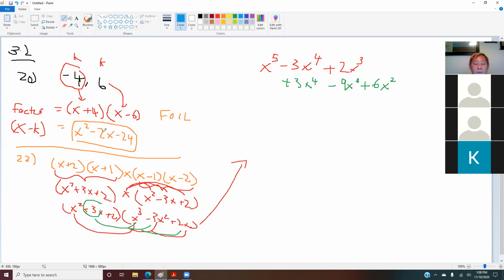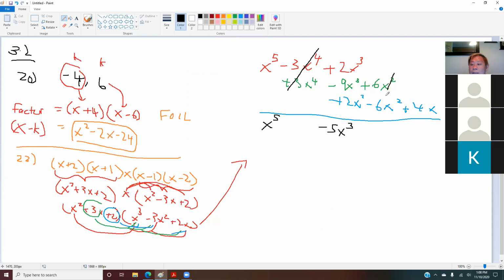And then lastly, you take the 2 and multiply it to all three. So you will get a positive 2x cubed minus 6x squared plus 4x. And then after that, you combine like terms. That's your answer. So you've got x to the 5 here. These two terms will cancel. This will get a negative 5x cubed. This 6x squared will be canceled, plus 4x. So this will be your answer for this question.